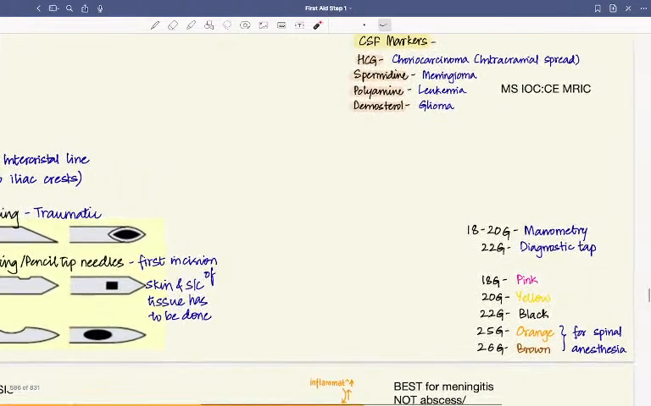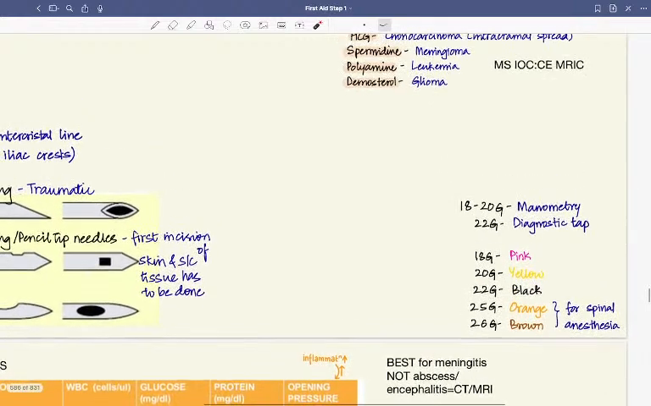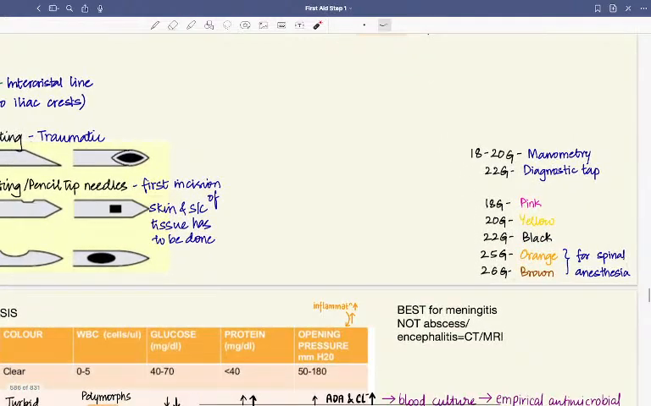HCG is choriocarcinoma, spermine is meningioma, polyamine is leukemia, and desmosterol is glioma. And that's it. Obviously MS investigation of choice. 18 gauge to 20 gauge for manometry. 22 gauge is for diagnostic tap.